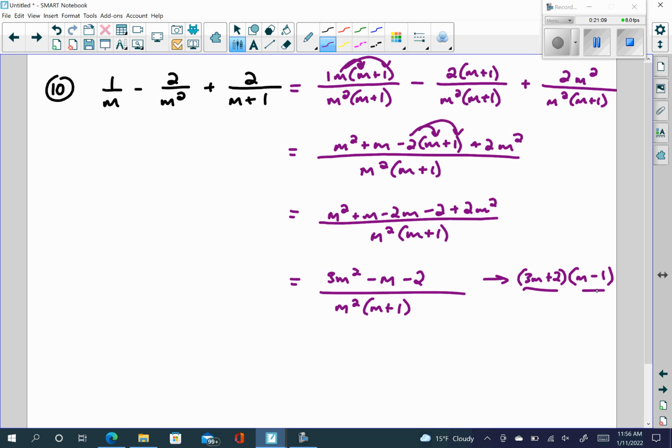But notice none of these factors match perfectly, and no, they're not opposites. So nothing would cross out, so this would be our final answer.